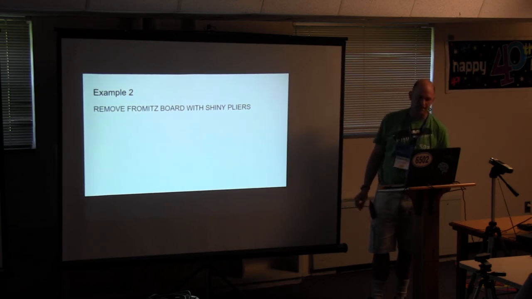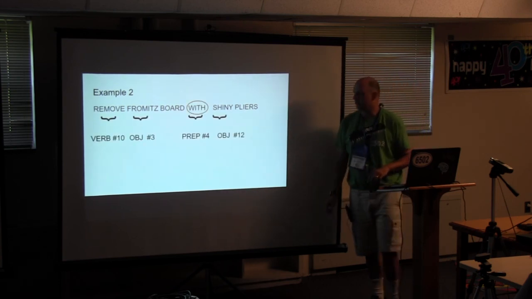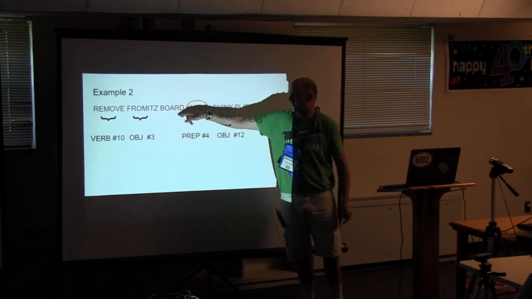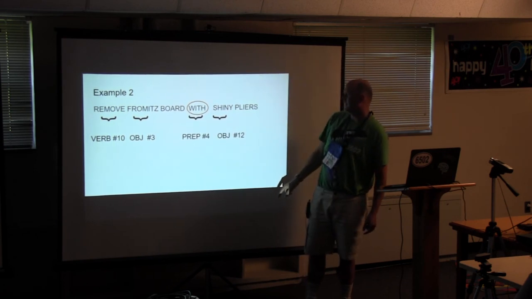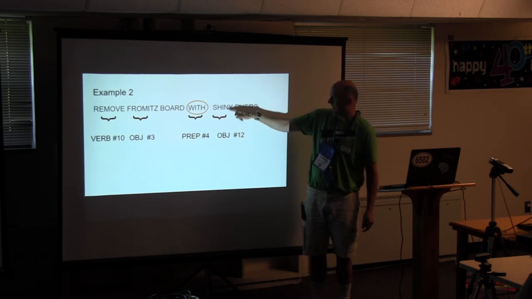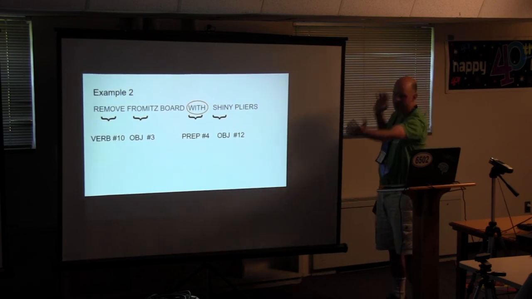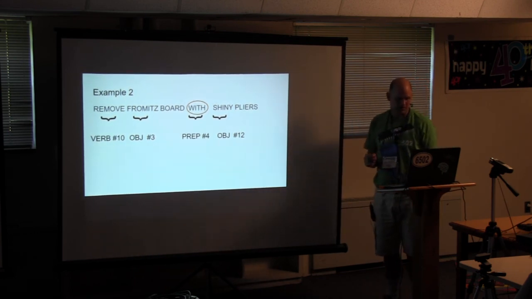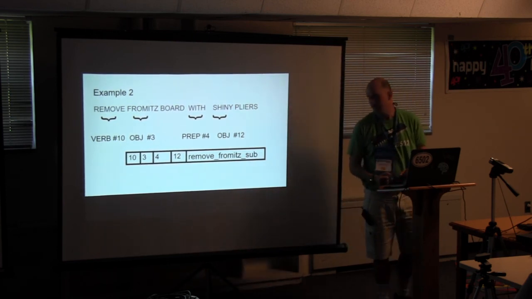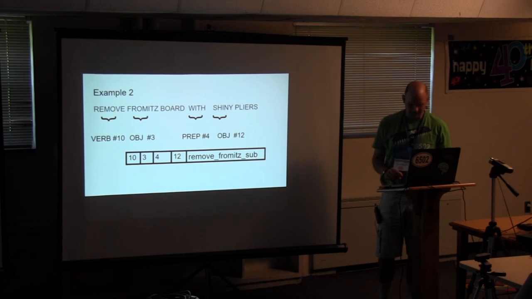Here's the more complicated version of that: remove the Fromitz board with the shiny pliers, right? Something from Planetfall, right? Okay. So here's the same thing. The first word is the verb. Let's say it's verb number 10. Then you've got your direct object. I'm ignoring the second word, like Infocom would actually look at that. And then there's a preposition here, so that means there's an indirect object. So I'm going to look at the first word of that and say, okay, that is associated with object number 12, right? So now I've mapped that whole sentence down to 10, 3, 4, and 12, right? And then I look at my sentence table, I crawl through there, and I say, can I find a routine to jump to that would handle that? Right, so that's kind of how you map your user input to your functions.